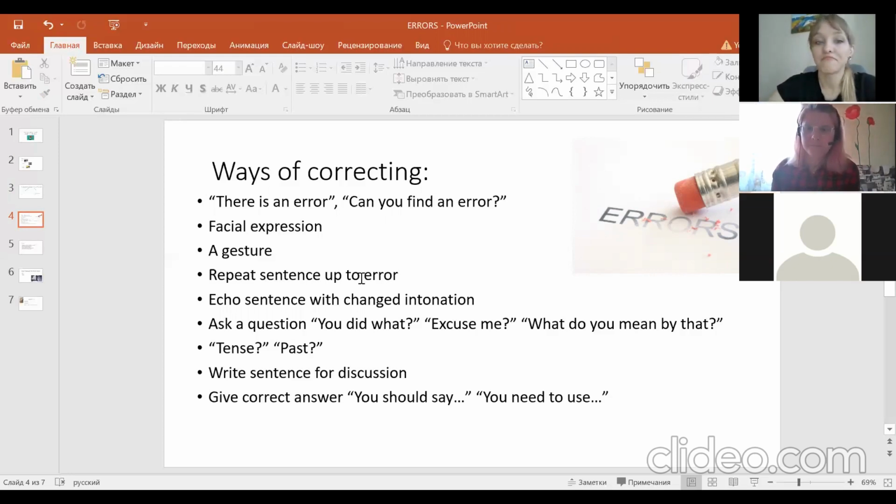Maybe he doesn't understand why there is a mistake, so he has to think first. Or you can echo the sentence with changed intonation. For example, "My mom likes cinema." "Your mom likes cinema?" But it's a little bit ambiguous, because the student might think that, yes, my mom likes cinema. Not that there is a mistake, but that you are just surprised as a person. So it's a little bit tricky. "Your mom like cinema? Like?" Yeah. "Are you sure that she likes?" That's better. Then it will work, I'm sure.